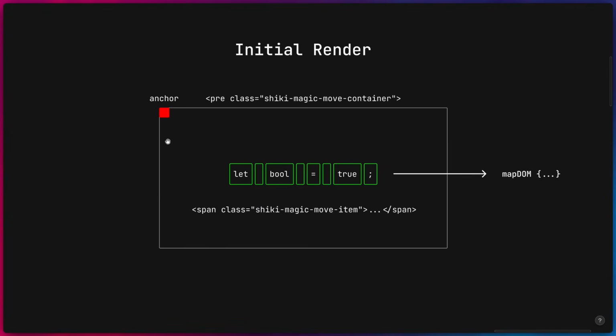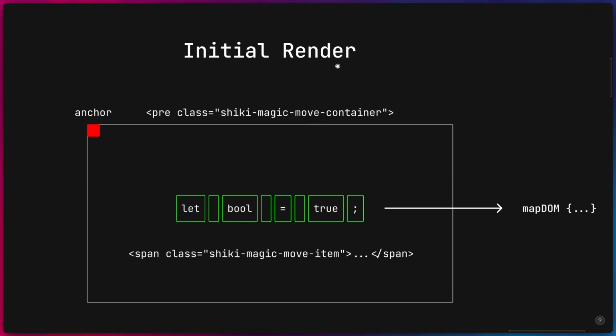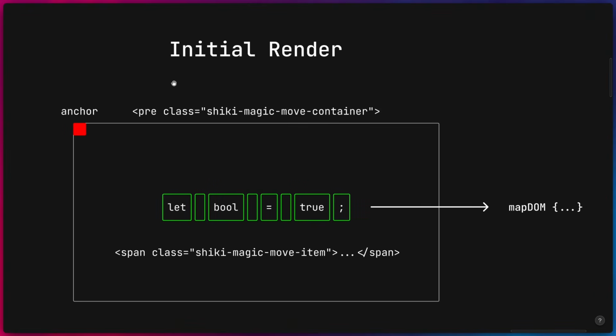So for example, on the initial render, this is what happens. Let me just zoom in a bit. First we're creating this code block, pre, with the Shiki Magic Move container class, which just contains these spans with the class of Shiki Magic Move item.